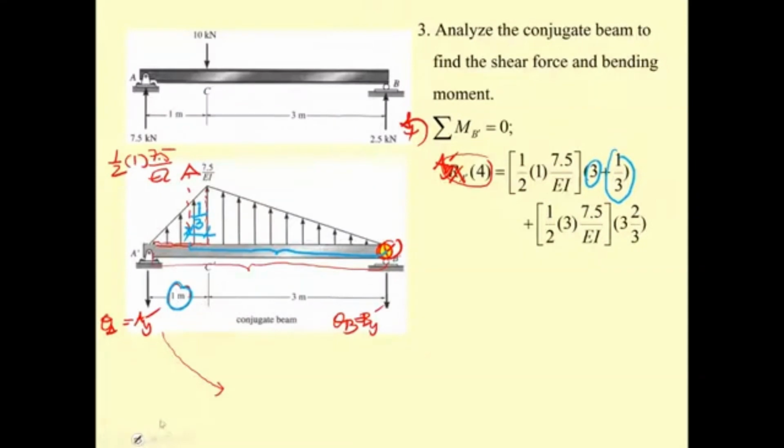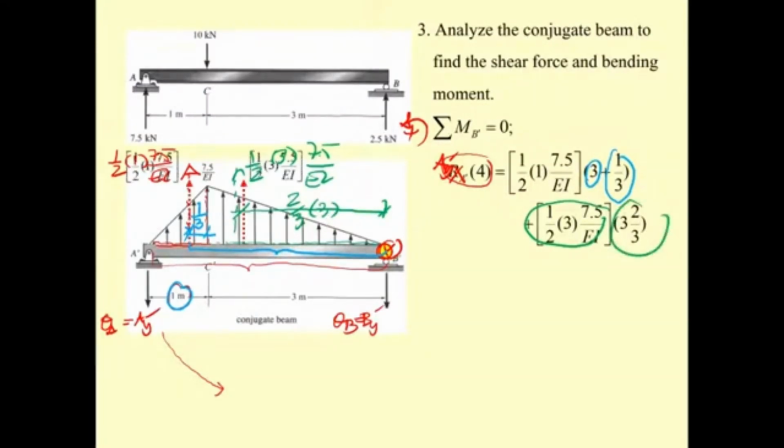And then we also have the resultant here. That is 1/2 of what? Of this 3 meter times 3 meter and times 7.5 divided by EI. So you got this. And the distance that's measured from here to here is going to be 2/3 of the base of 3. So you got this. Then you put everything in your calculator. You get this of what? Of 8.75 divided by EI. Okay, and that is going to be the slope at A. So the slope here, if you measure, it's going to be 8.75 divided by EI.